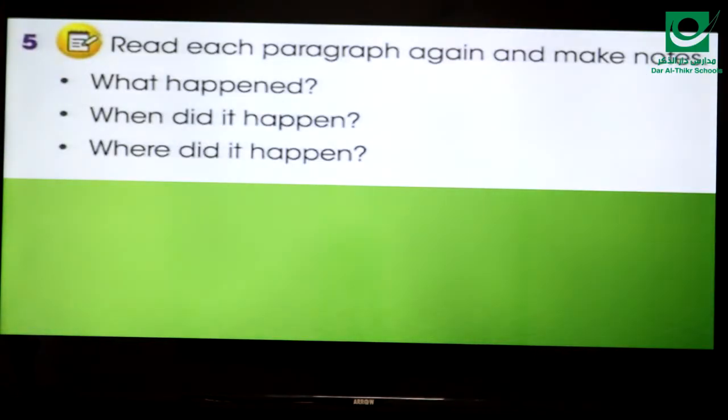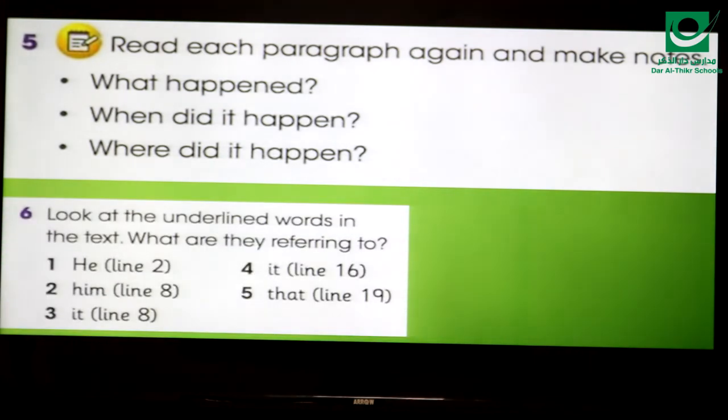Okay, now read each paragraph again and make notes. What happened? When did it happen? And where did it happen? Now, look at the underlined words in the text. What are they referring to? I asked you to be aware of these pronouns: he, him, it. Number 4, it. Number 5, that. What do we refer to?